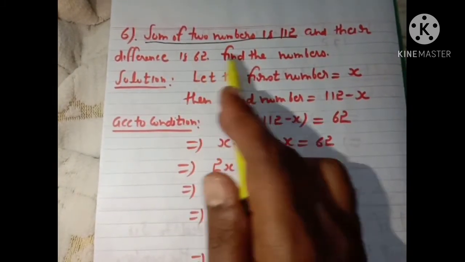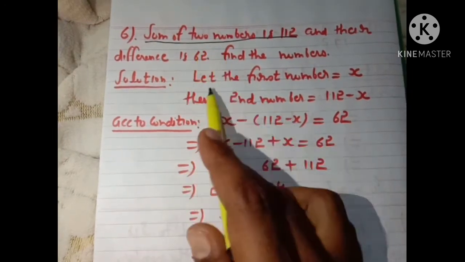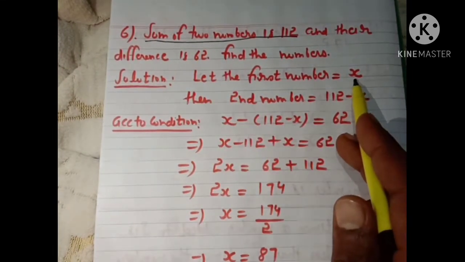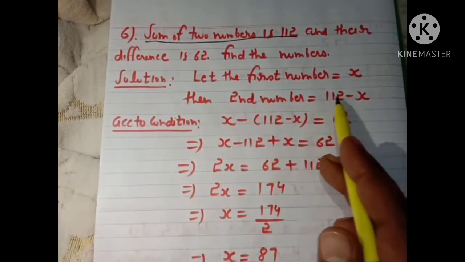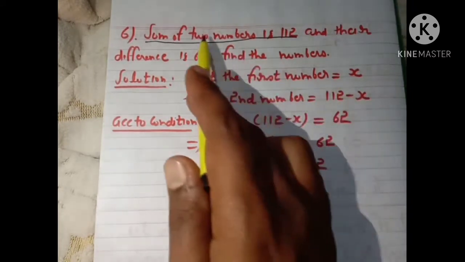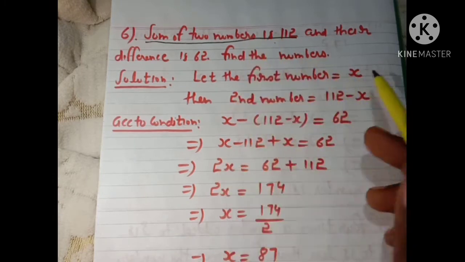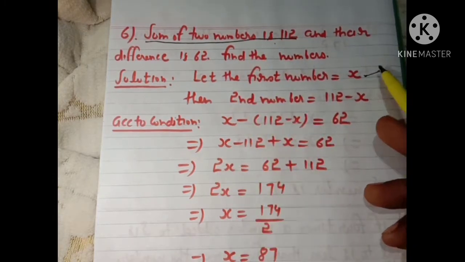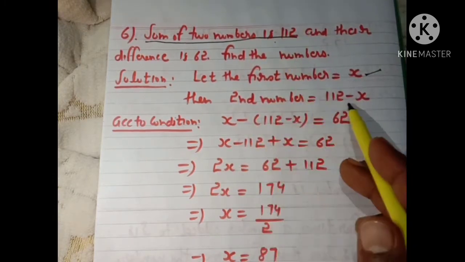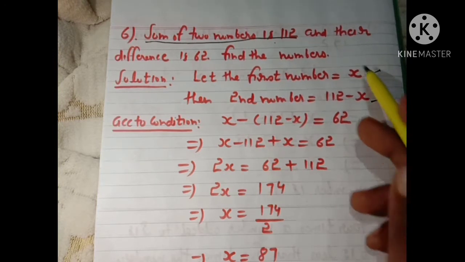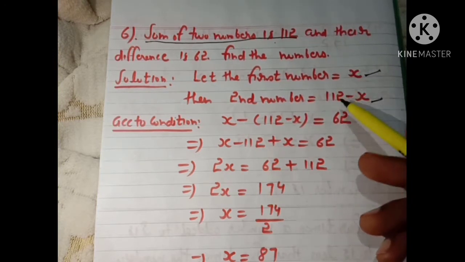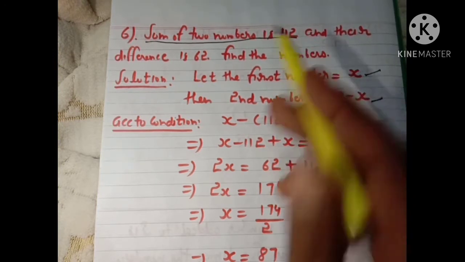So now you can see this condition is given to us. So let's suppose the first number is x. Then the second number will be 112 minus x. Why? Because if the sum of these two numbers is 112 and one number we are supposing is x, then the other number must be 112 minus x, because if we are adding these two numbers then the sum will be equal to 112.